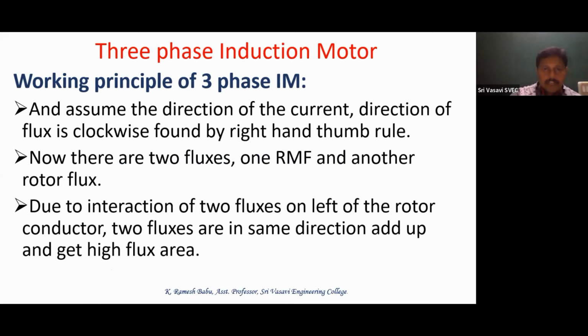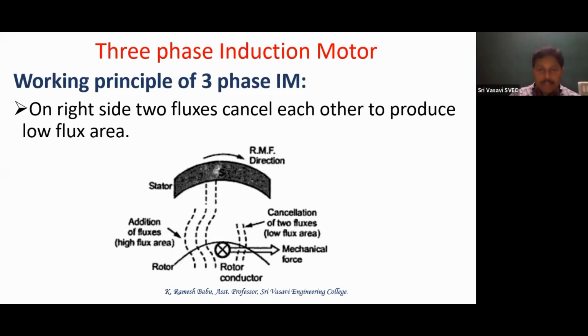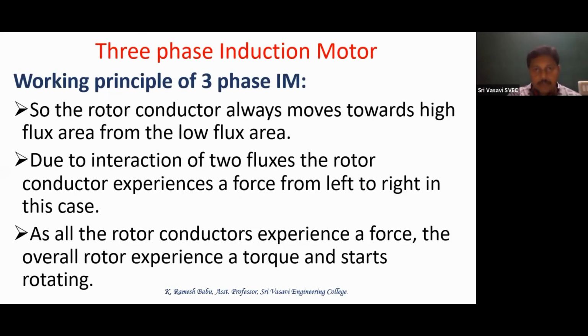Due to the interaction of the two fluxes, on the left of the rotor conductor the two fluxes are in the same direction, add up and give a high flux area. The conductor always moves from the high flux density area to the low flux density area. So due to the interaction of these two fluxes, the rotor conductor experiences a force from left to right in this case.